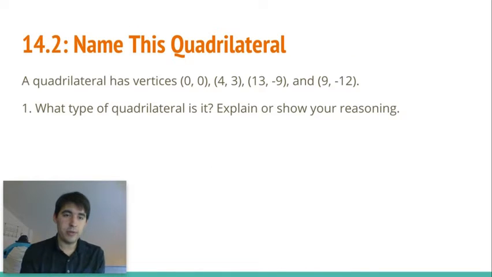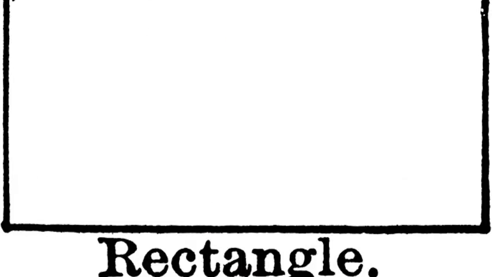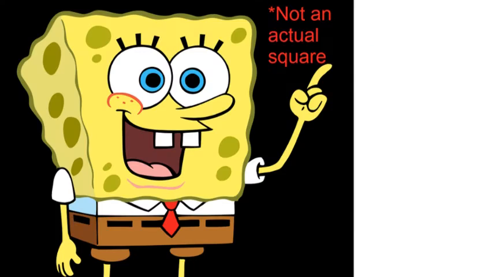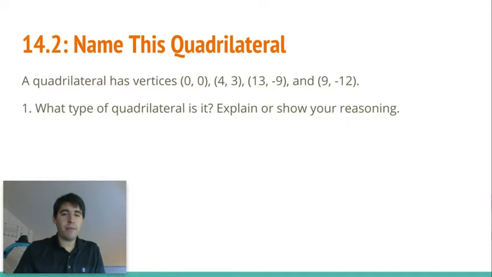In 14.2, name this quadrilateral. We're given the vertices of a quadrilateral. We're asked, what type of quadrilateral is it? Well, we don't really know what type of quadrilateral it is yet. It could be a parallelogram, it could be a rectangle, a rhombus, a square, or a trapezoid. But we can't really figure this out unless we use some algebraic techniques.